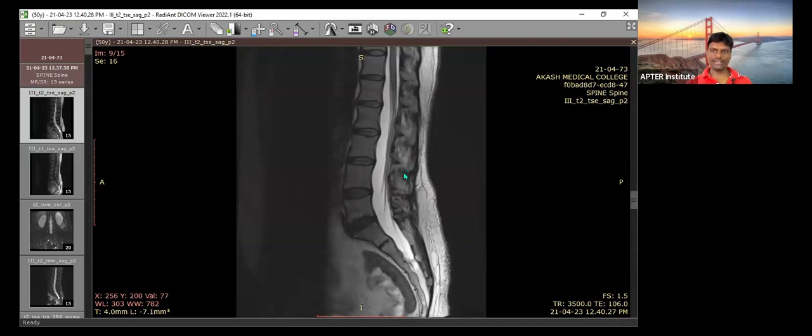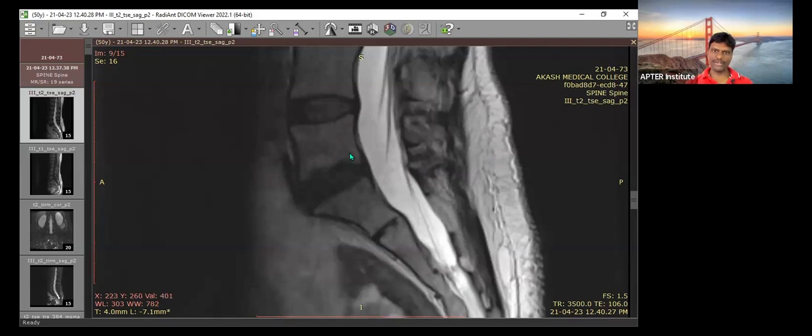Other discs are reasonably okay, though there's a slight degeneration over here and here. This is okay for her age. The curve is maintained to some extent, though there is a slight straightening of the lordotic curve in the upper lumbar spine. I have zoomed the lower lumbar spine for our meticulous understanding.